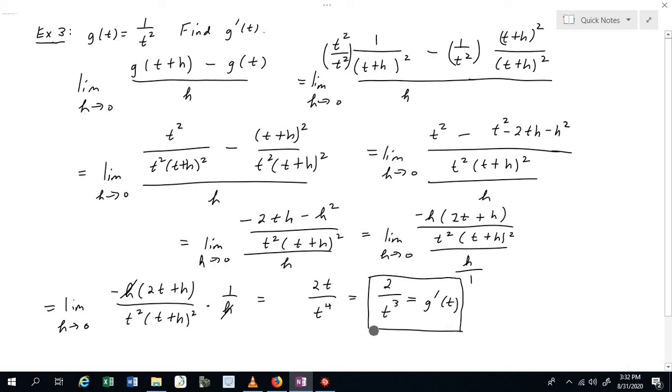Now again, what does the derivative tell us? It tells us several things. This function tells us the instantaneous rate of change in this function at any t. It tells us the slope of the tangent line to this function at any point t. And the derivative can also be used, of course, to evaluate the derivative at a specific t value.